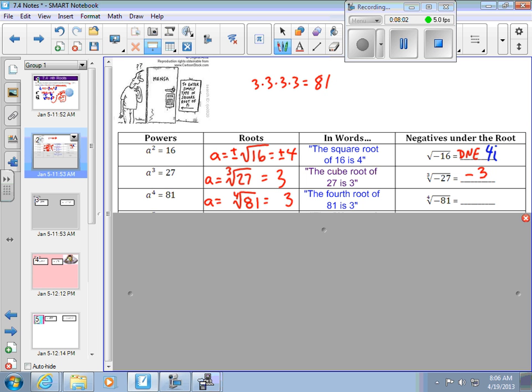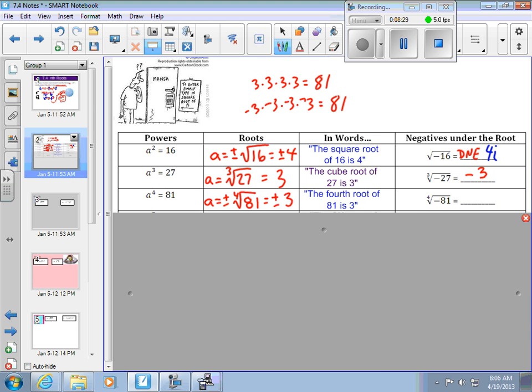Now let's talk about plus minus again. Is there going to be plus minus with this one? Is negative 3 times itself 4 times also 81? Yes, if you multiply an even number of negatives, it would equal a positive 81. So this one could be positive 3. It could also be negative 3. So this one is also a plus or minus one.